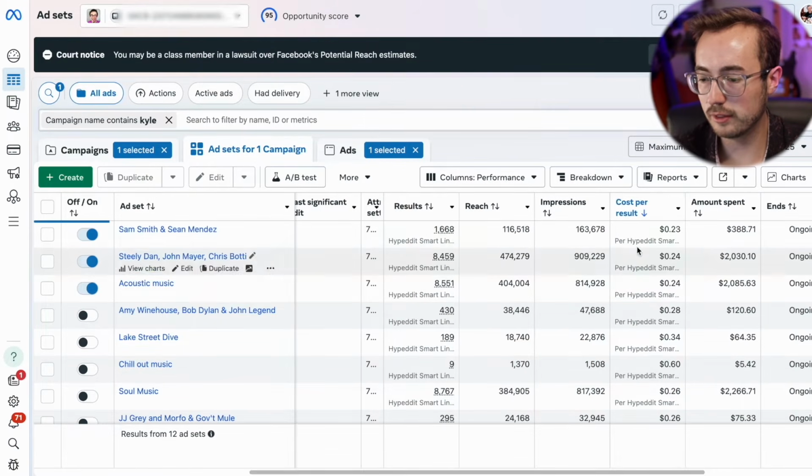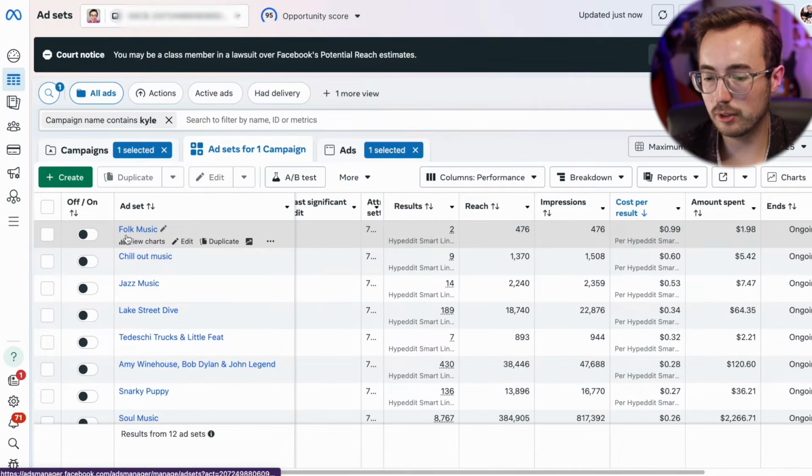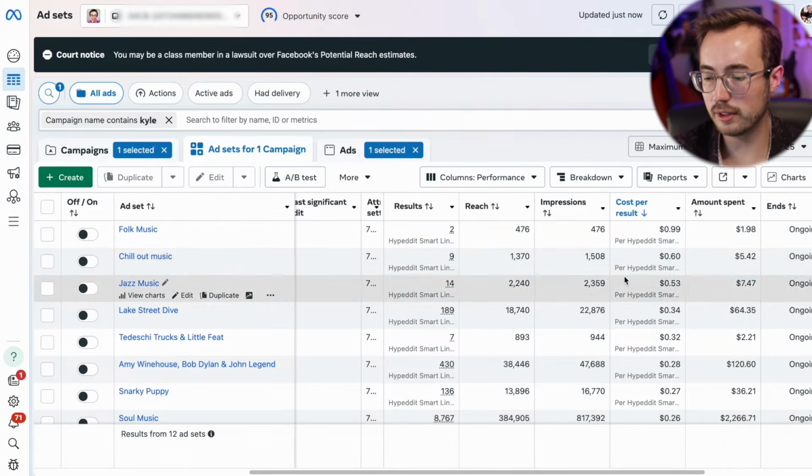So I actually click here to sort by cost per result. So some of these, very early on, surprisingly, the folk music ad set was like 99 cents per conversion, but barely spent any money, got 2 results. Chill out music was also on the high side.